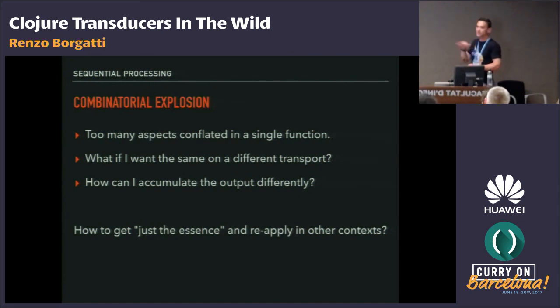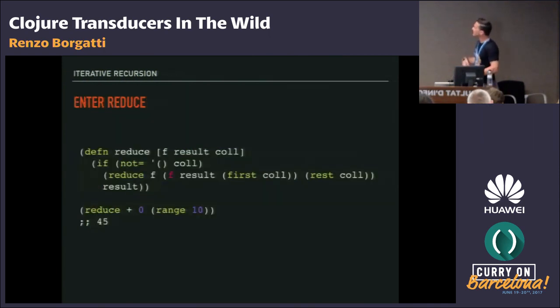What if you wanted the same operation on different transports, which is what we want to achieve? So essentially what I'm asking is, how can I extract the essence, the transformation or the filtering, from those operations so I can reuse them in other contexts? And this is what we are going to do now in a few simple refactoring operations.